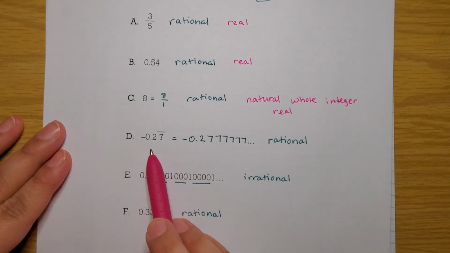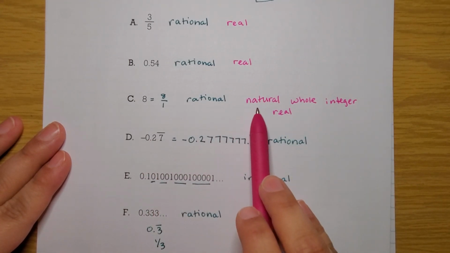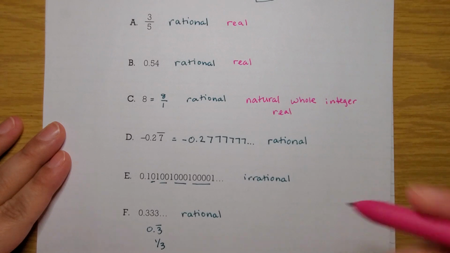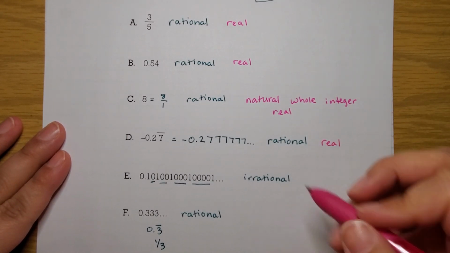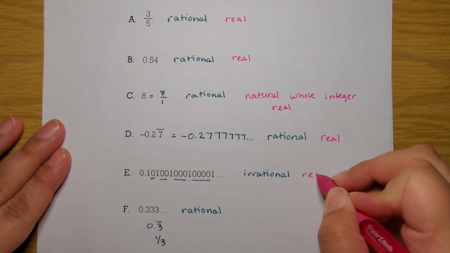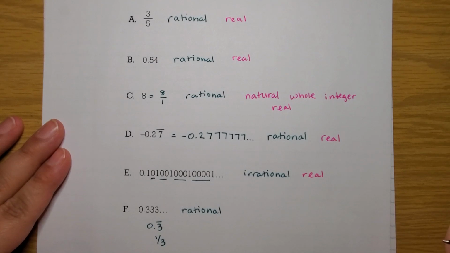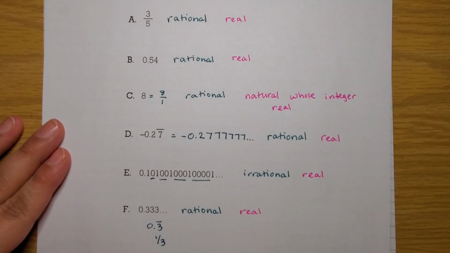Negative 0.27 repeating. Immediately, because it's 0 point something, we know it's not natural, whole, or an integer. So this one is rational and it's also real. This irrational number, every irrational number is also real, but it's not any of the other kinds we talked about. And then for part F, we've got this nice decimal going on, so that means it's real. But this one again is not natural, whole, or an integer because it's got this decimal component.